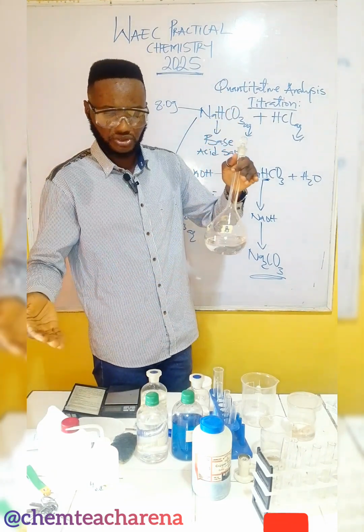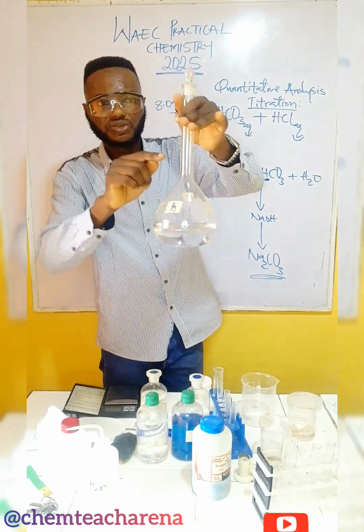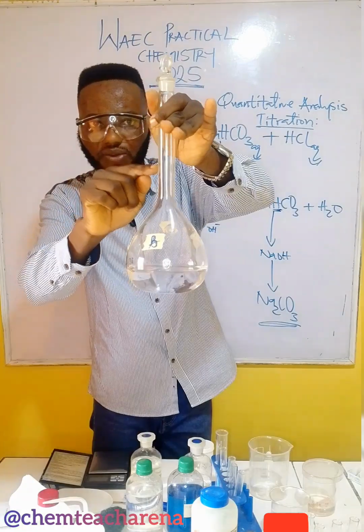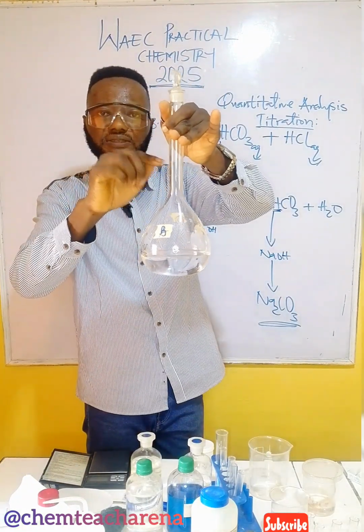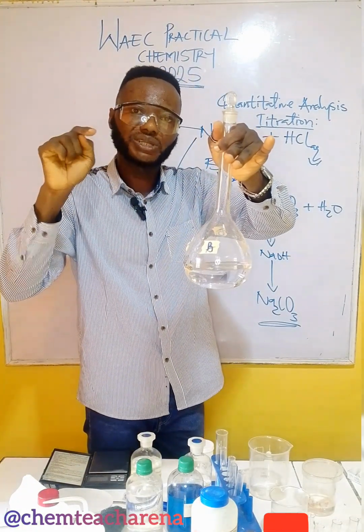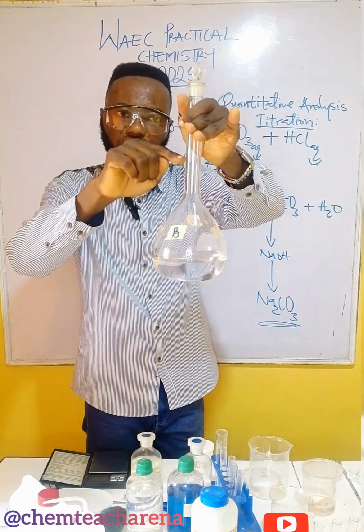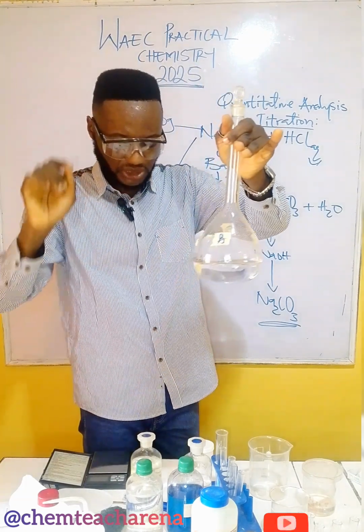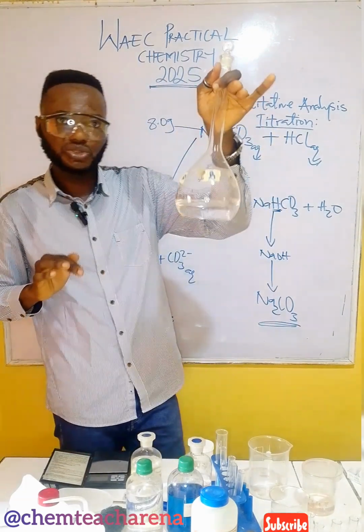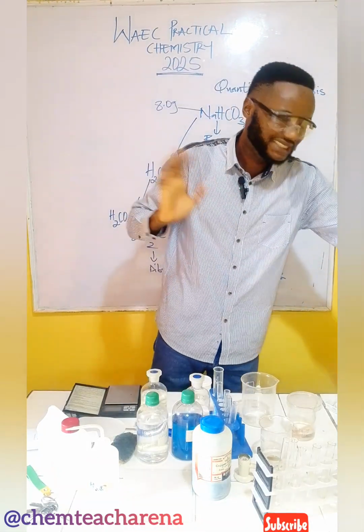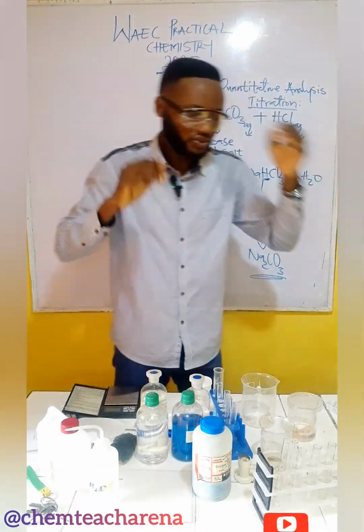You carry your distilled water, you fill it till it gets to this mark. There's a mark here. Look at where the mark is. That mark is the 1 dm cube, which is 1000 cm cube. So once it gets to that mark, please, you stop. Then you have prepared your solution B. That is as simple as that. So now you have prepared that one.